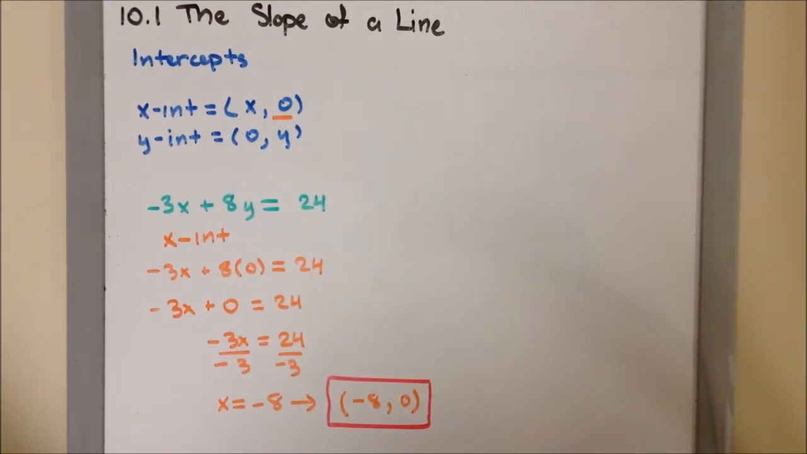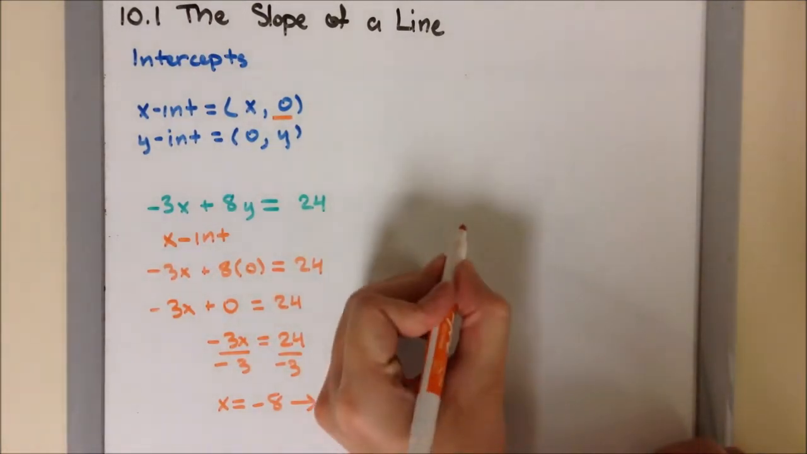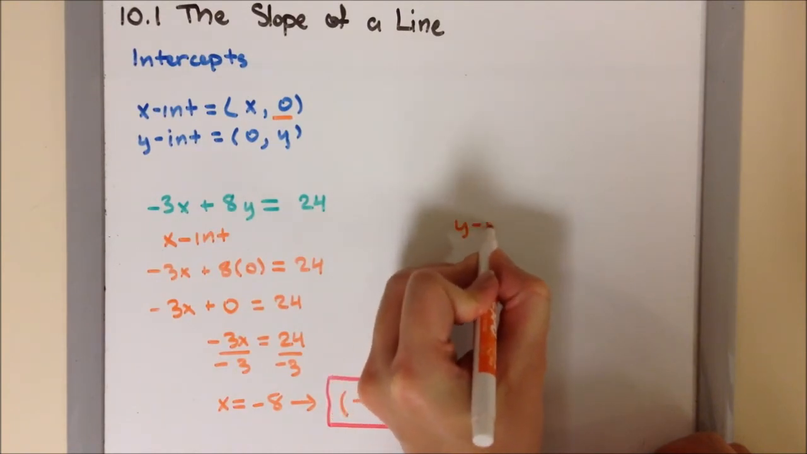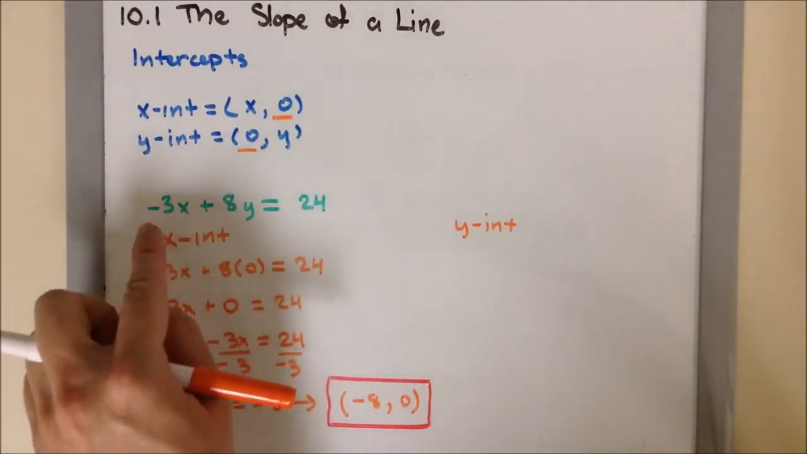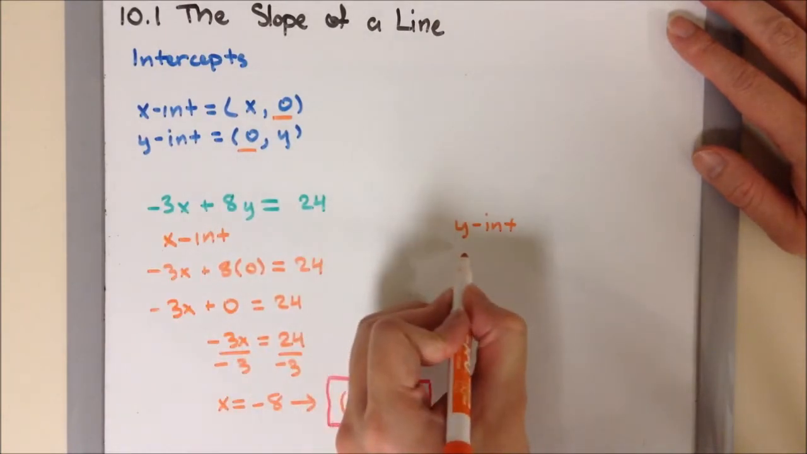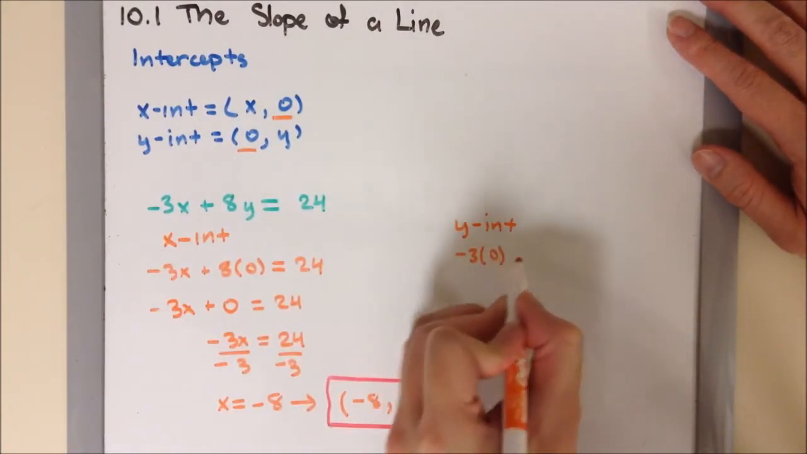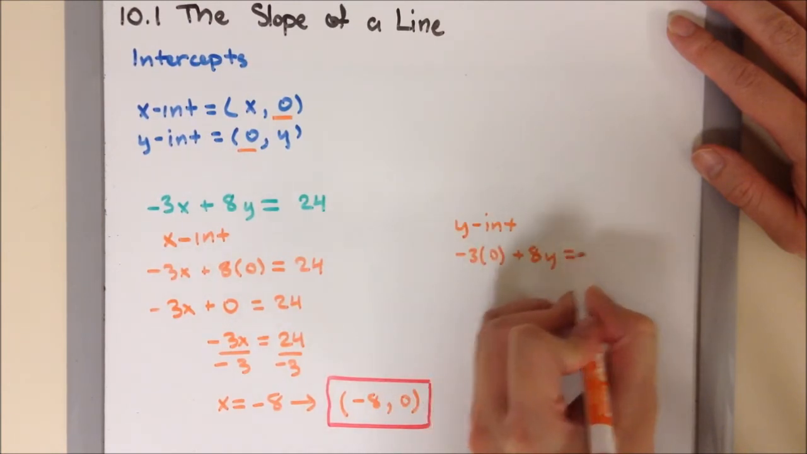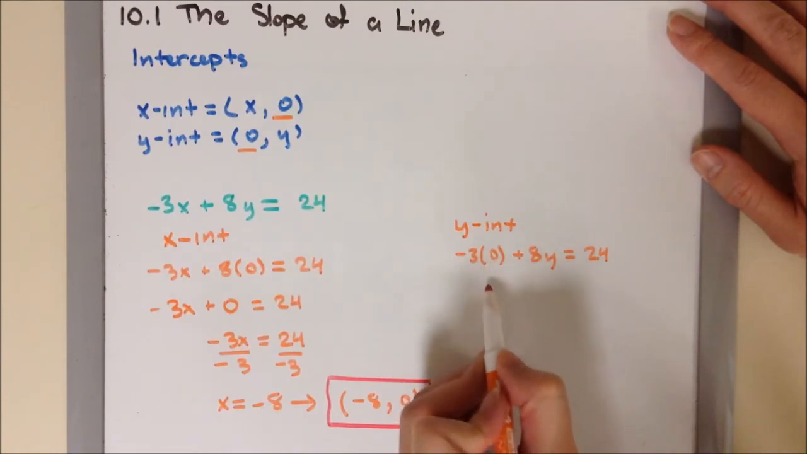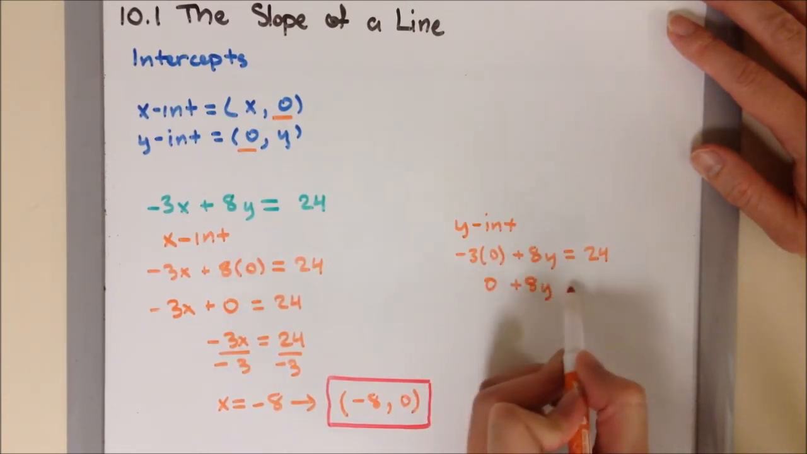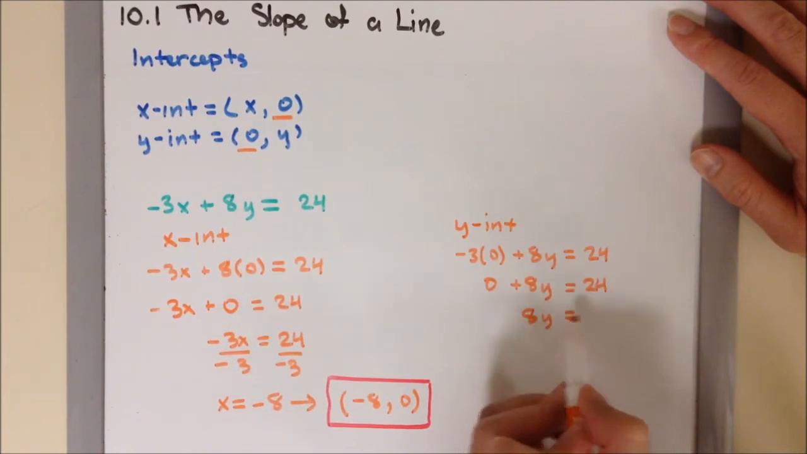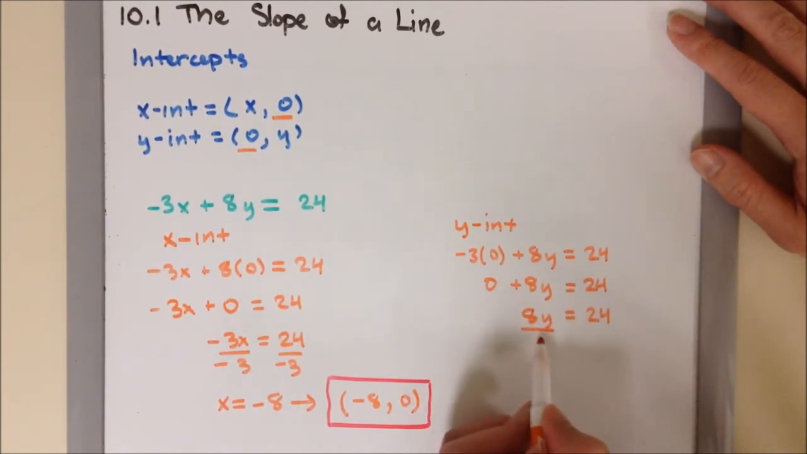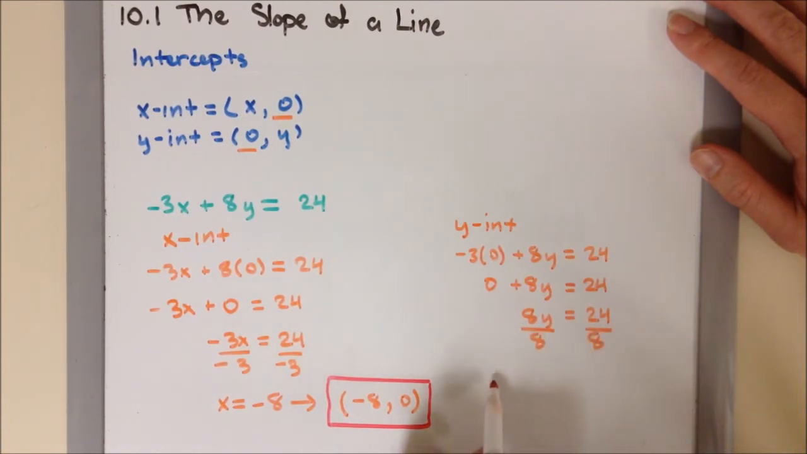Next, I'm going to do the y-intercept. The one thing that we know about the y-intercept is that the x value is 0. So using the same problem, I'm going to plug in 0 for x. It's going to look like negative 3 times 0 plus 8y equals 24. Negative 3 times 0 is just 0, plus 8y equals 24. 0 plus 8y simply stays 8y, equal to 24. Then I'm going to solve for y by dividing both sides by 8. So y equals 24 divided by 8, which is positive 3.